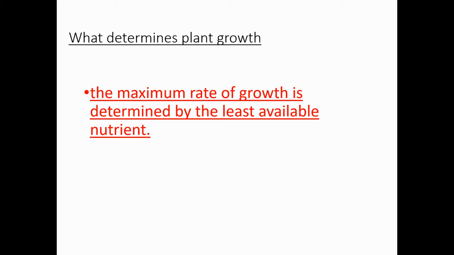What determines plant growth? So, the maximum amount of growth that you're going to see in a plant is going to be determined by whatever nutrient is the least available. So that means there's the least amount of it. And as I explain nutrients, that'll make a little bit more sense as we keep going. So just bear with me here.